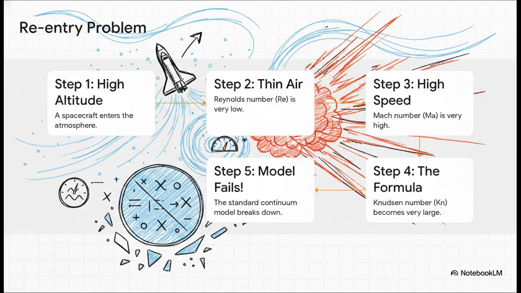I mean, huge. Let's follow a spacecraft coming back to Earth. At the very top of the atmosphere, the air is super thin, which means a low Reynolds number. At the same time, the craft is screaming through the sky at hypersonic speeds, so its Mach number is gigantic. And what does our little formula tell us? A high Mach number divided by a low Reynolds number means the Knudsen number is enormous. And that means our normal, everyday rules of fluid dynamics, the continuum model, they just fail. They don't work at all.